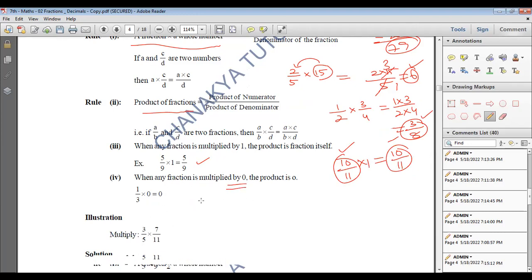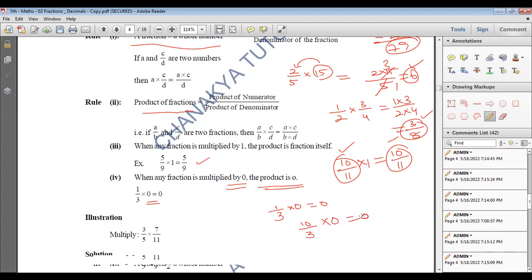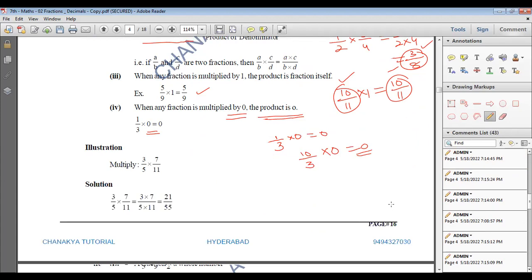Now consider multiplication with 0. Any fraction multiplied with 0, the product is 0. 1/3 of 0 is 0. 10 by 13 multiplied with 0 is 0, very good. 0 multiplied with 100 is 0 only. Anything multiplied by 0 is 0. Not only whole numbers and natural numbers, even fractions multiplied with 0, you are going to get 0.